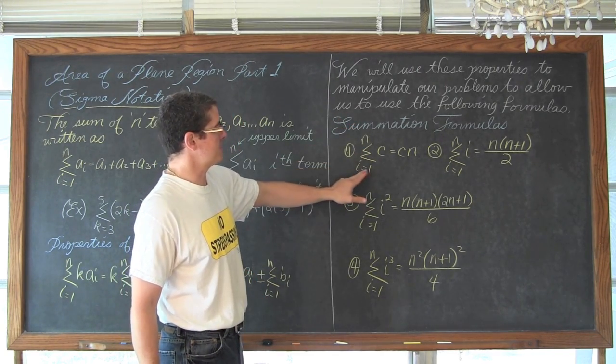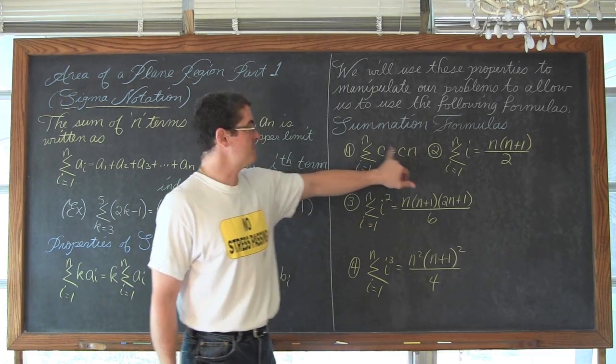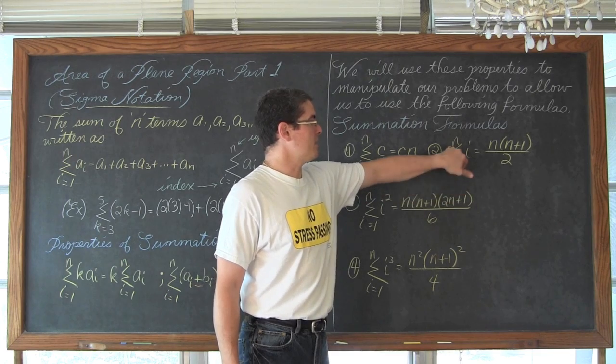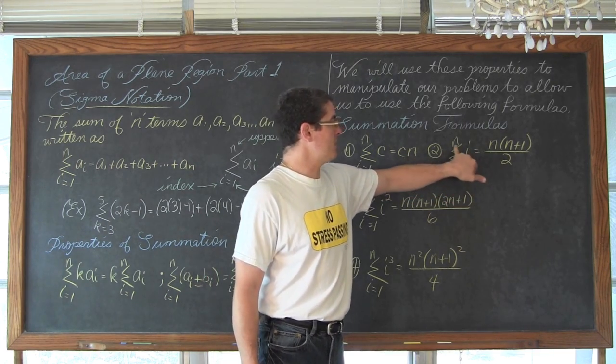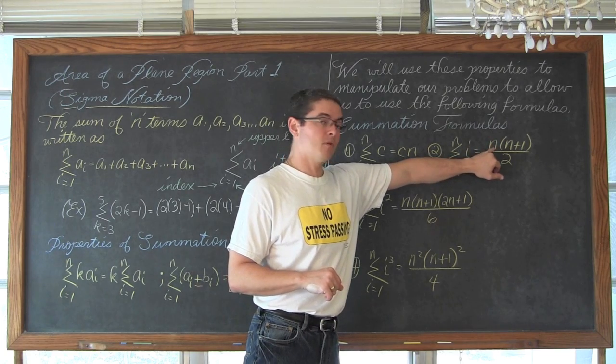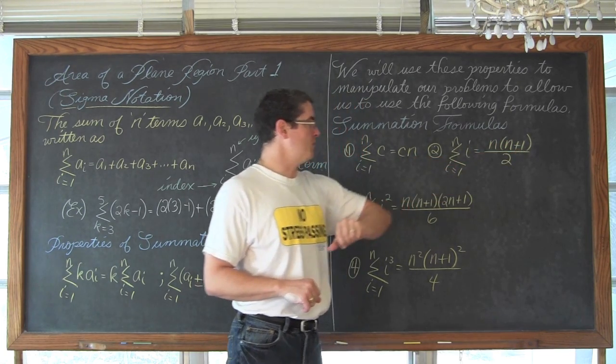The summation of c as i starts at 1 and goes to n is equal to that constant times the upper limit of n. The summation of i as i starts at 1 and goes to n is equal to, now notice this n is the variable used in the upper limit, so it's equal to the upper limit times the upper limit plus 1 divided by 2.